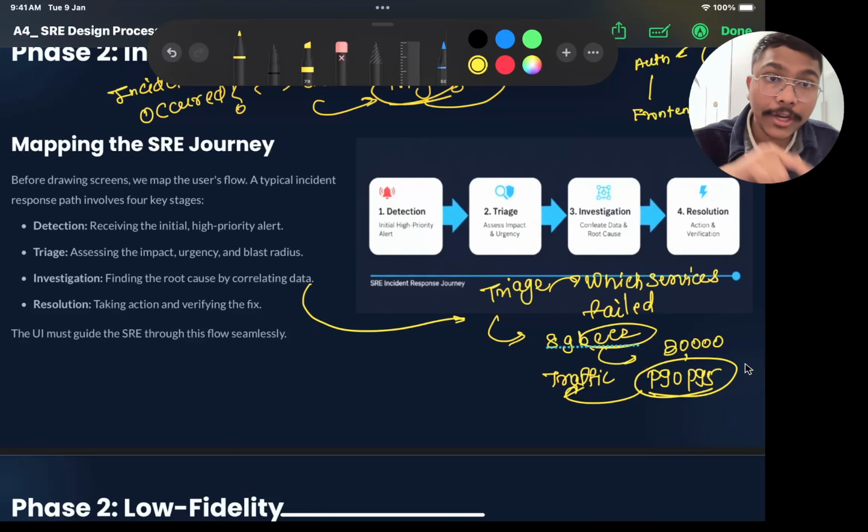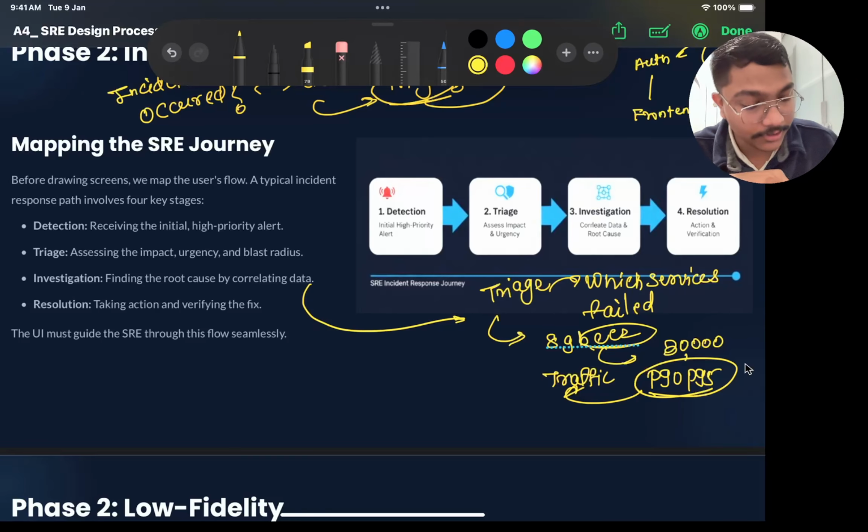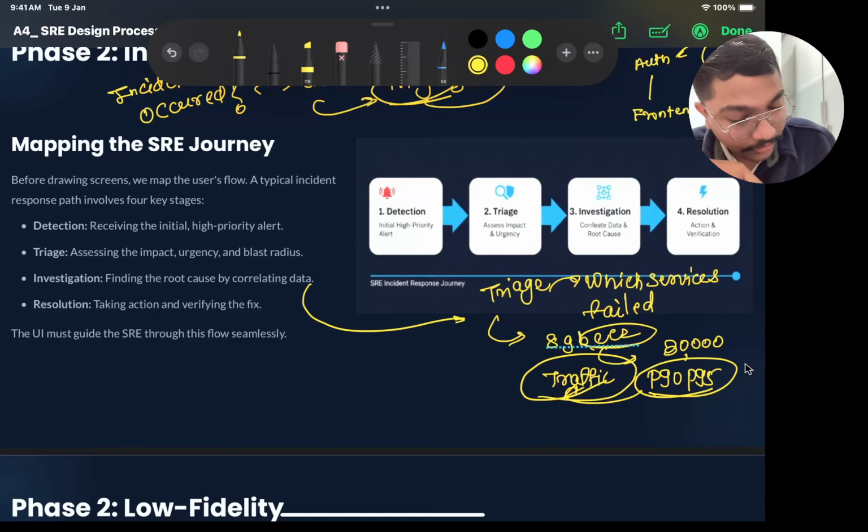So this is my investigation, because I have the prior knowledge. Based on this investigation, I find out, okay, this was the root cause. So we identified the root cause by correlating the data. Now the resolution, how we are going to solve it.